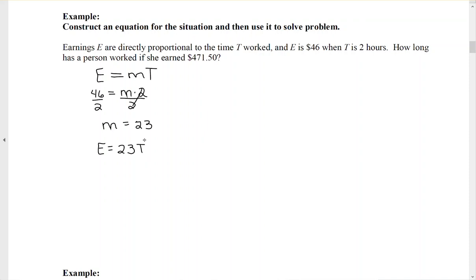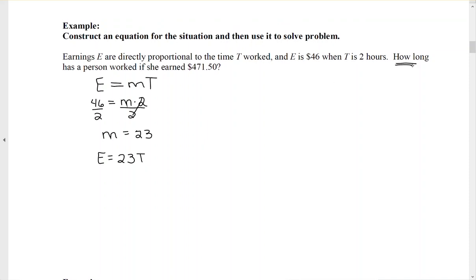Then I'm going to use this equation to answer this question. How long, so I'm looking for T, has a person worked if she earned $471.50. So the $471.50 is my output. And now solve for T. So they wanted me to construct the equation. Here's that part of the answer. Now I'm solving the problem. So divide both sides by 23, because it's hooked by multiplication here.